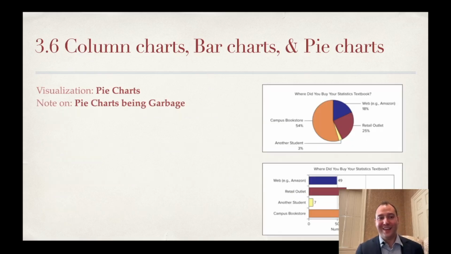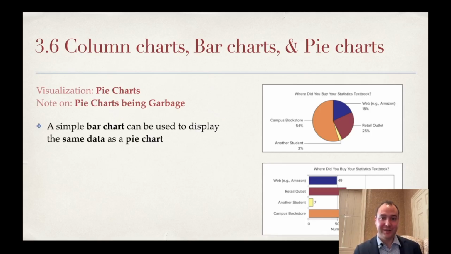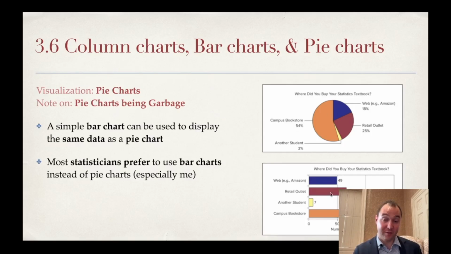Okay, so as I said, I don't like pie charts, and here's why. On top, we have a pie chart. On the bottom, we have a bar chart. It's much easier to compare directly the difference between those. On the top example, the blue and the red look quite similar. But if we look at a bar chart, the blue and the red look quite different. So you can show the same information using a bar chart as you can a pie chart.